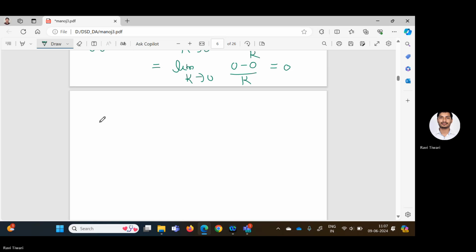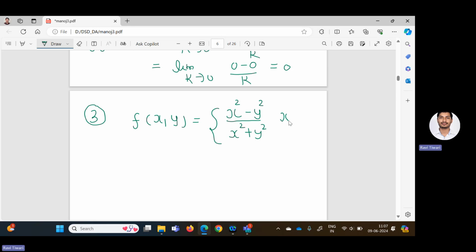One more example. Third example: f(x, y) is given as (x² minus y²) divided by (x² plus y²) for (x, y) not equal to (0, 0), and this is 0 if (x, y) is (0, 0). So again we can check the continuity of this function.